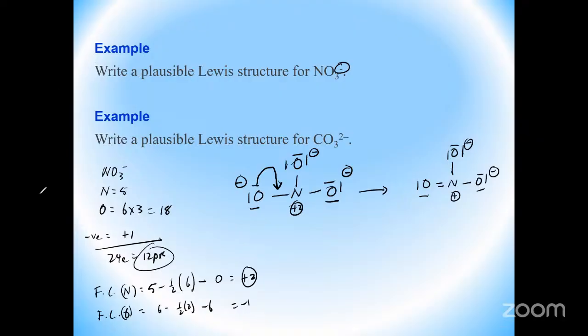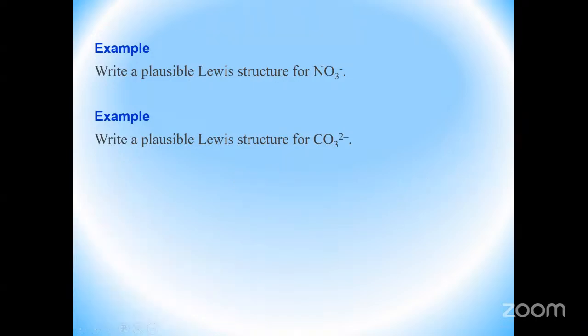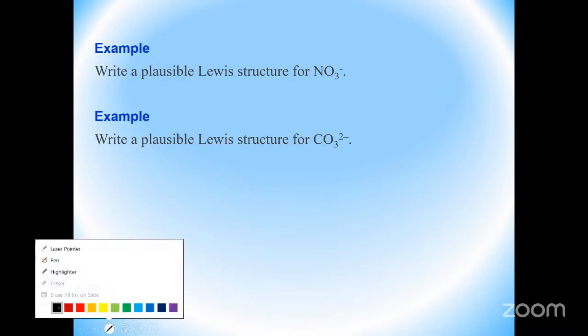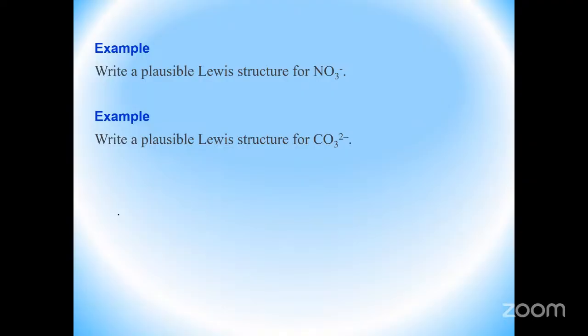So the next question, let's see if you can do this without my help. Okay, so the next question is dealing with the carbonate ion. So that's CO3 2 minus. So what's the first step? Carbon will contribute how many? 4. And oxygen will contribute how many? 6, and we have to multiply by 3. And we have a minus 2 charge here.